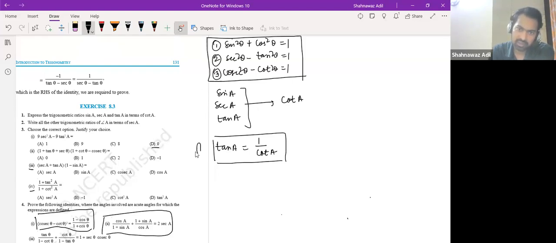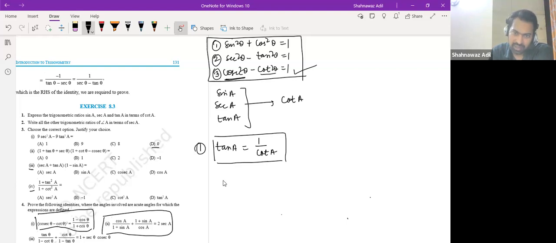In which of these three equations do I have cot theta? Yes, the third one, right? So in the third one, I have the cot theta. So from this, I can calculate what? Cot A? No, I have to write it in the form of cot. So I can calculate this cosec A, right?